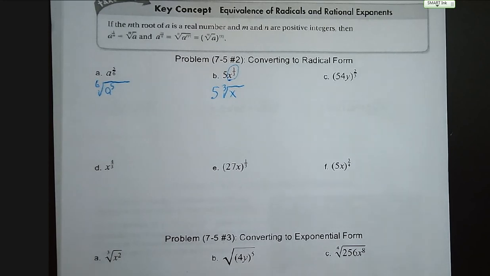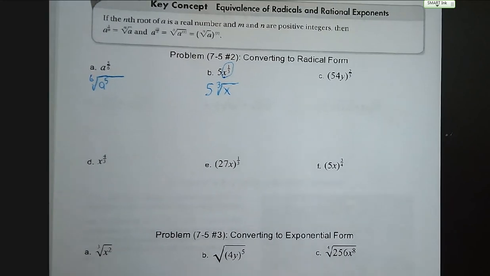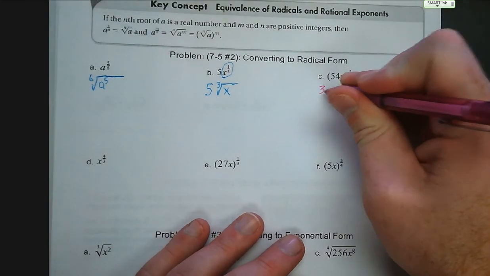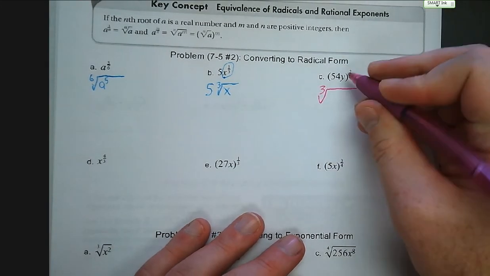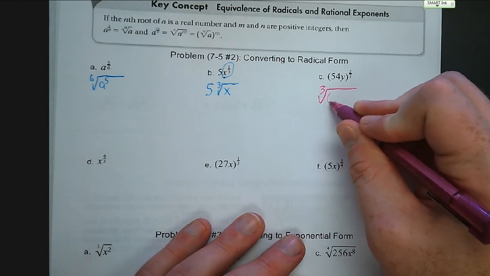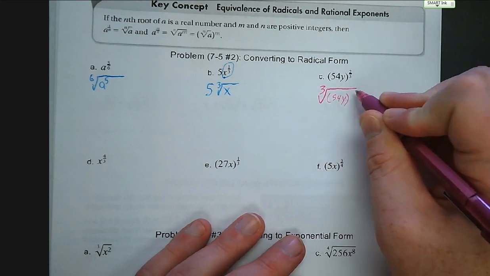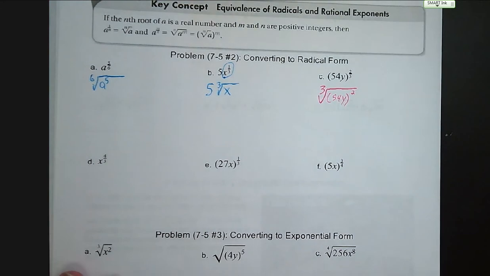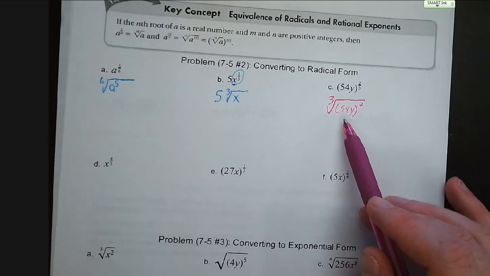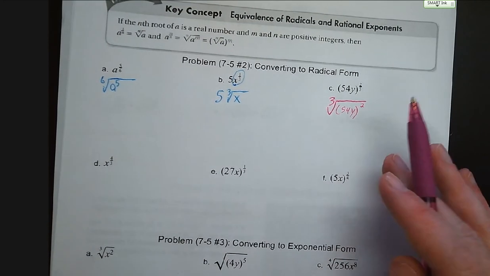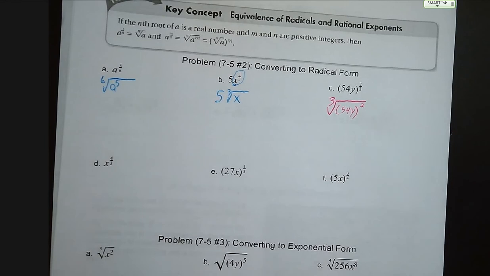So let's take a look at letter C. Now we do have parentheses, so we have something that we need to deal with. We've got the third root of what's inside. We've got 54y squared. And right now I just want to worry about converting it. I'm not worrying about whether or not 54 squared is the simplified form of that term. You know, there probably is a factor we could bring out, but I'm not looking for that right now. I just want this conversion.